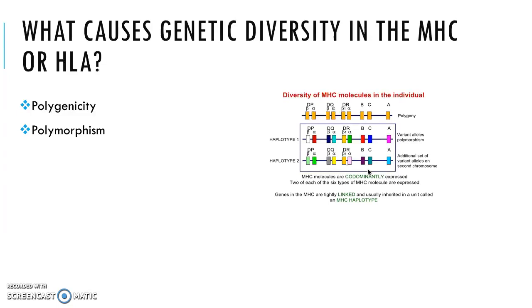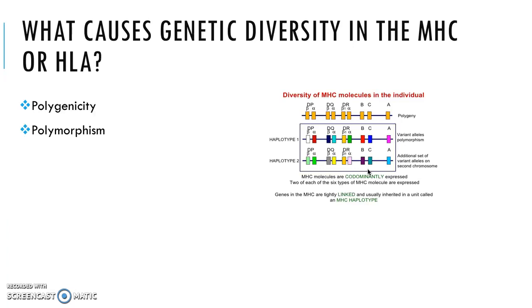Next, we will look at what causes genetic diversity in the major histocompatibility complex and the human leukocyte antigen, which is just the same thing as the MHC, but is the human version of that. The MHC is composed of 3 different major molecule classes. The great amount of diversity here is occurring at the gene level rather than the DNA level, like we just spoke about with immunoglobulins.